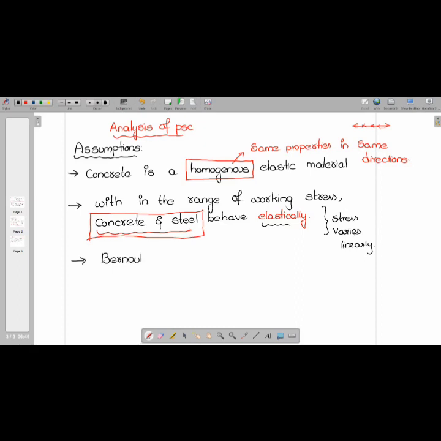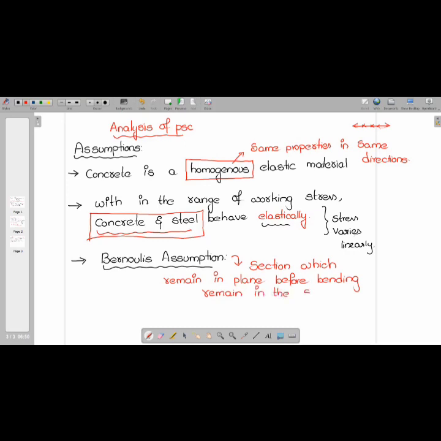You should know Bernoulli's assumption. What does this Bernoulli's assumption say? Sections which remain in plane before bending remain in the same plane after bending.